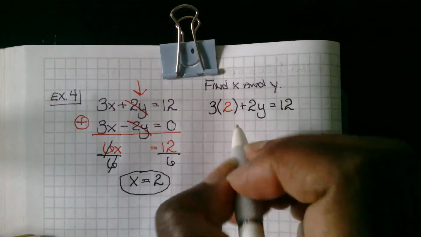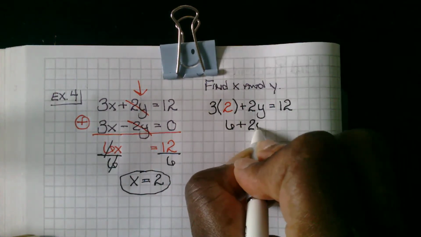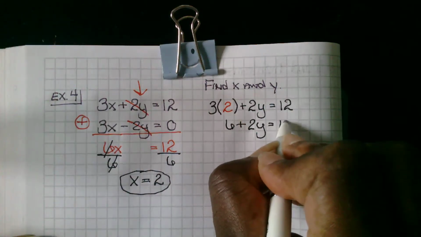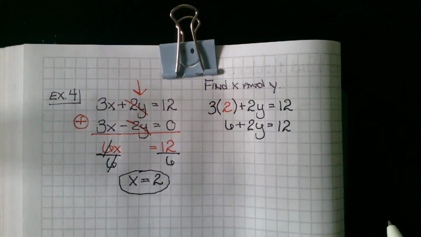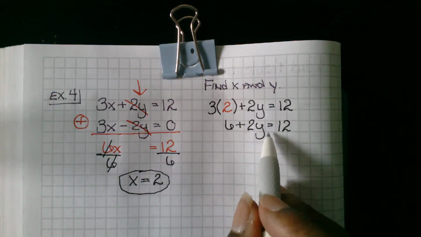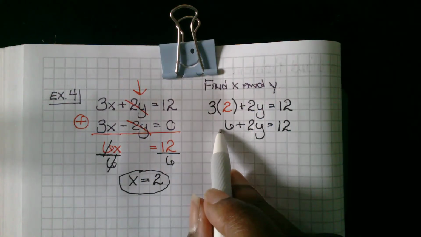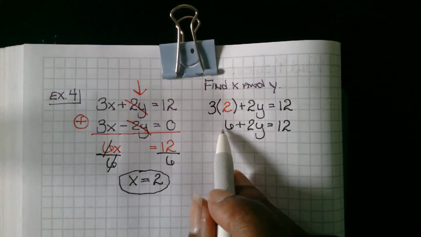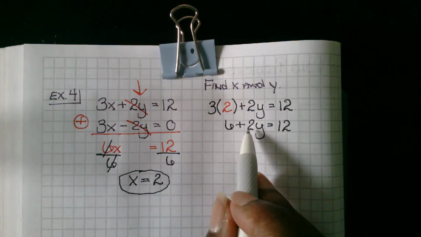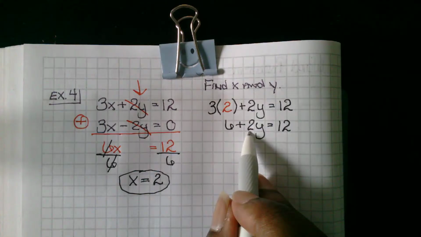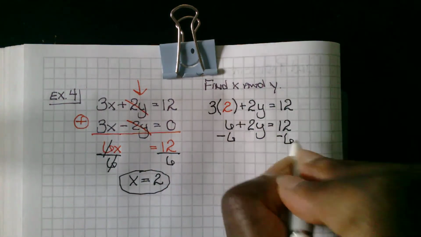So now 3 times 2 gives me 6, and I bring down my plus 2y equals 12. So now I want to get y by itself. Right now it's attached to the 2, so that means we need to get rid of this 6. And this is a positive 6 because I'm looking at the sign to the left of the number, not this plus sign. This plus sign is saying that this 2 is positive. So I'm actually going to subtract 6 from both sides.